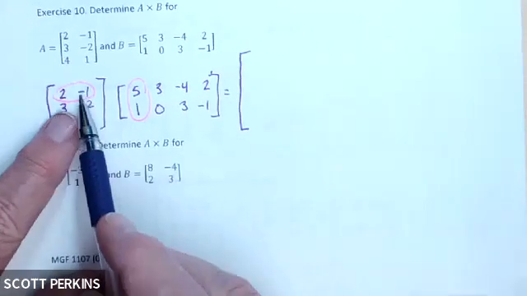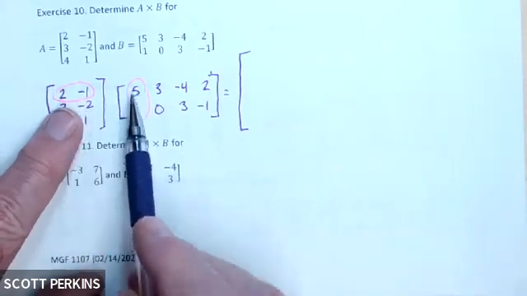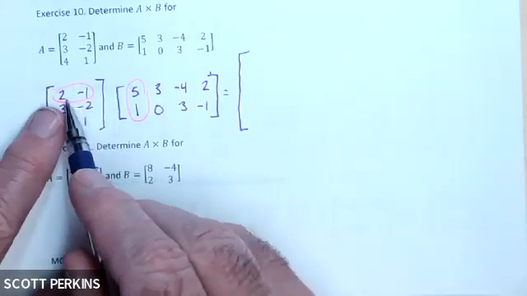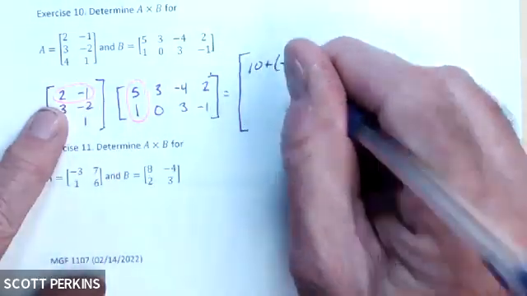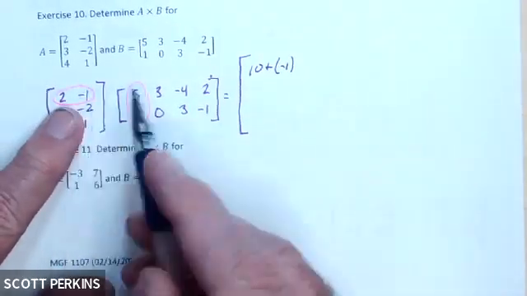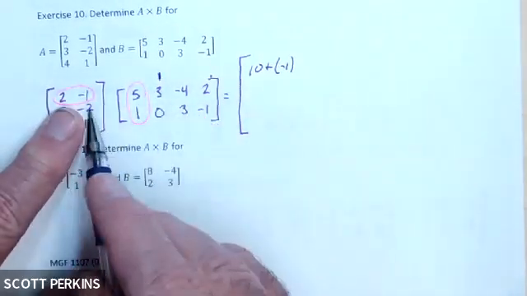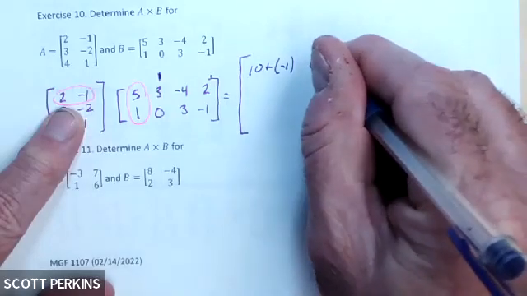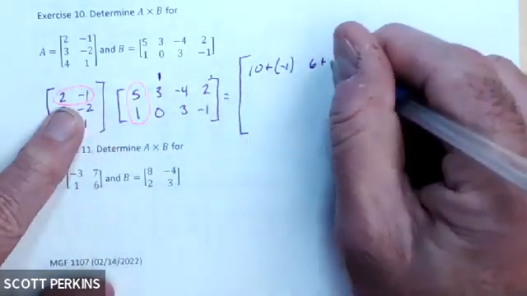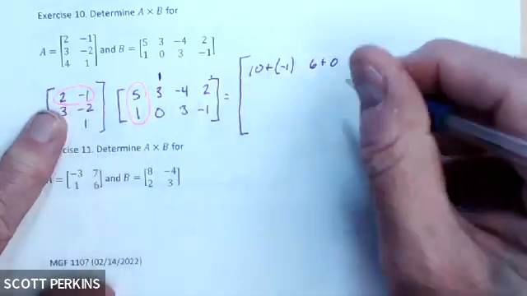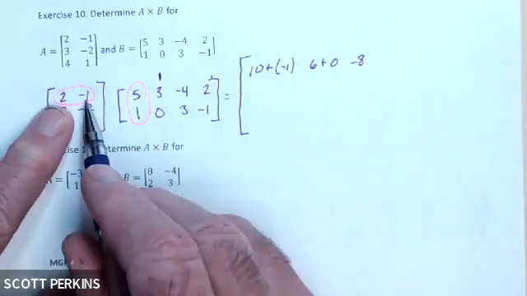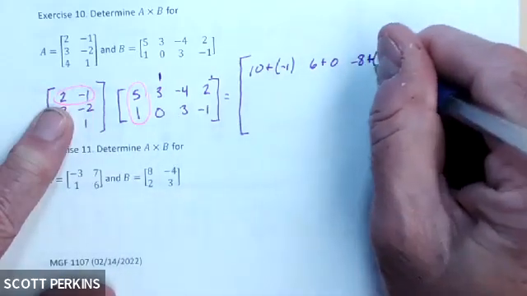So again, I'm going to start with the top row, first column. 2 times 5 is 10, and then -1 times 1 is -1. Then I'm going to move, top row, to the second column. So 2 times 3 is 6, plus -1 times 0 is 0. Then top row, third column. So 2 times -4 is -8, and then -1 times 3 is -3.